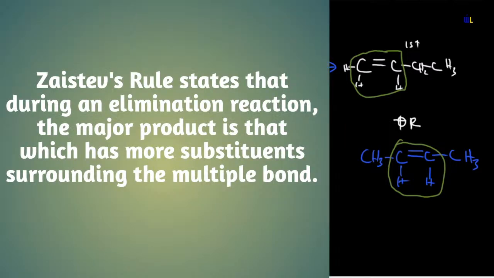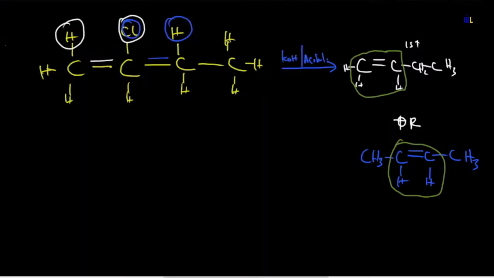It states that during an elimination reaction, the major product is that which has more substituents surrounding the multiple bond. So if we consider the two products we had, the first product only had one. If this is the carbon of the multiple bond, you only have one thing attached on this side. But when you have this as the carbon of the multiple bond, you have an alkyl group here, another alkyl group here, which makes this the major product. And what is going to be our major product? This is the major product.